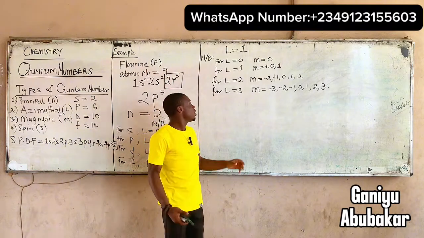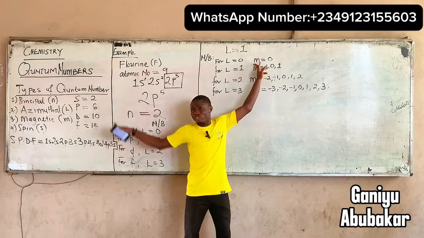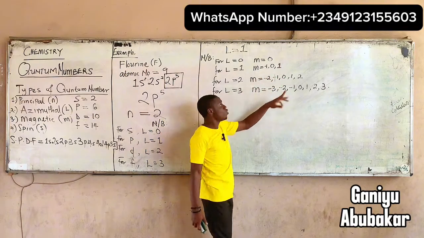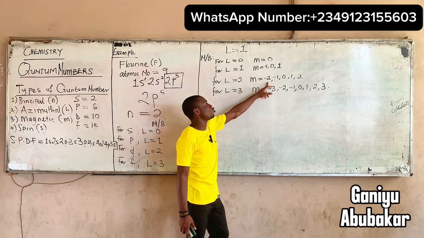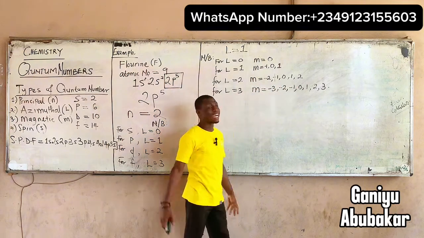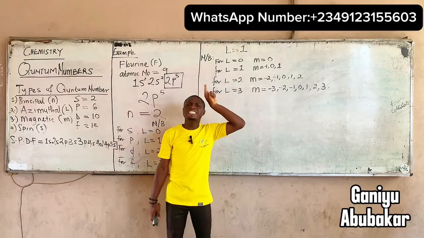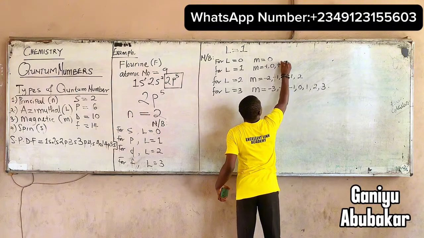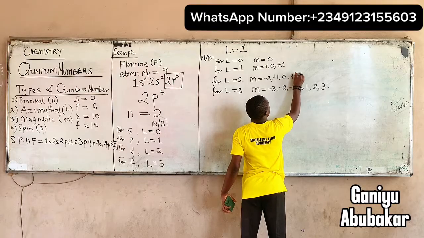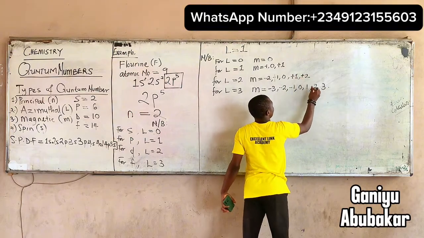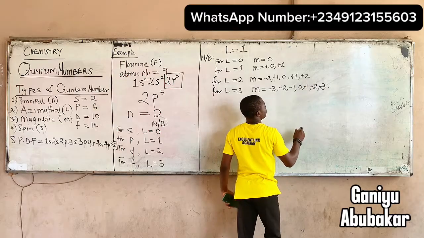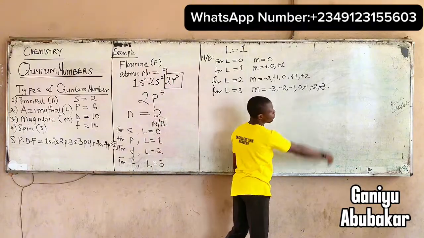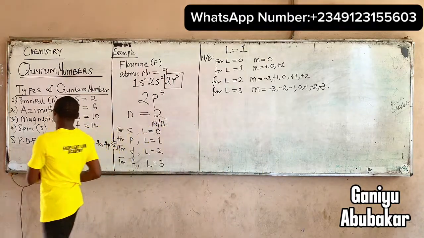So here's the idea. When L is 0, your magnetic becomes 0. When L is 1, magnetic becomes -1, 0, 1. When L is 2, magnetic becomes -2, -1, 0, 1, 2. So the task is that when L is 1, you start from -1 to +1. If I have L to be 3, it means I'll start with -3 to +3.